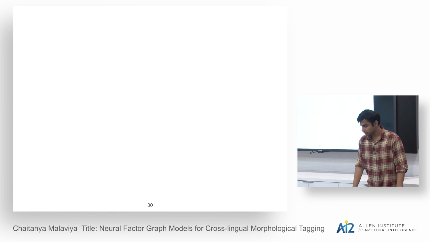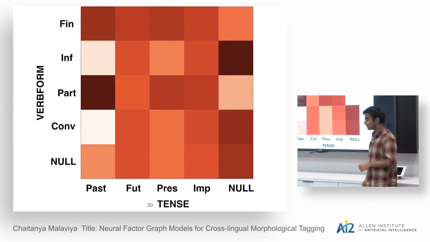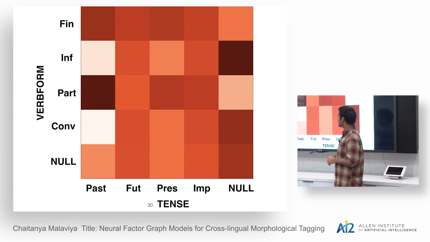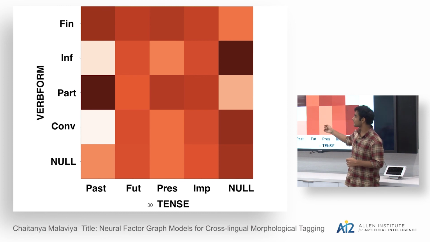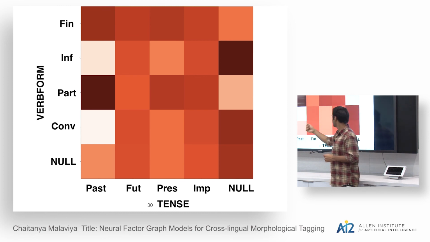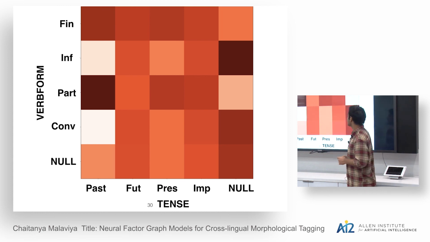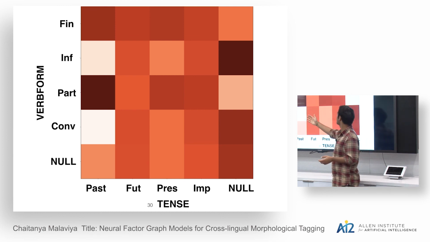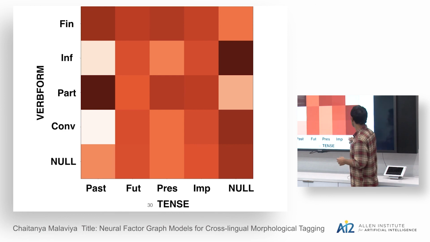Right, so we could also represent the pairwise factors. This is the pairwise factor for verb form and tense, and we know that infinitive verb forms don't have tense. So there's a strong correlation between infinitives and null.